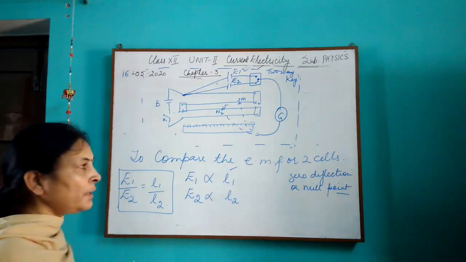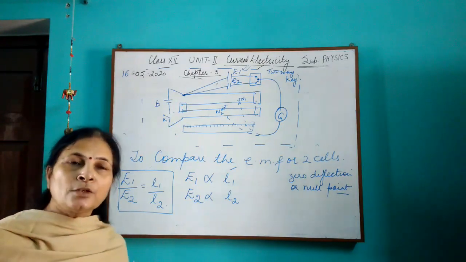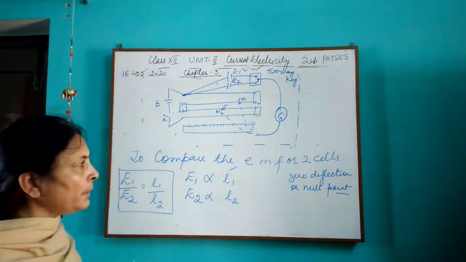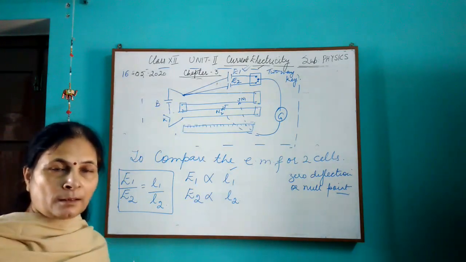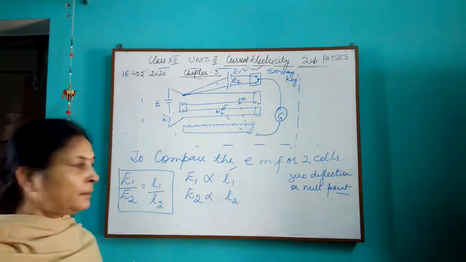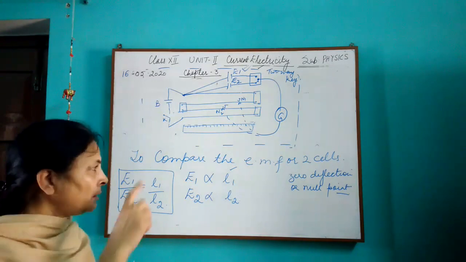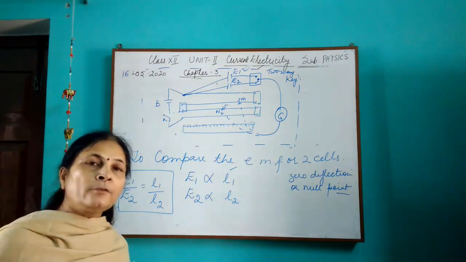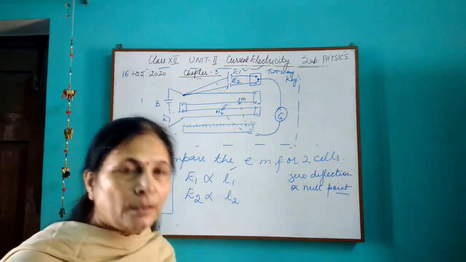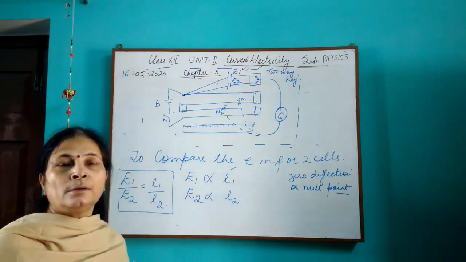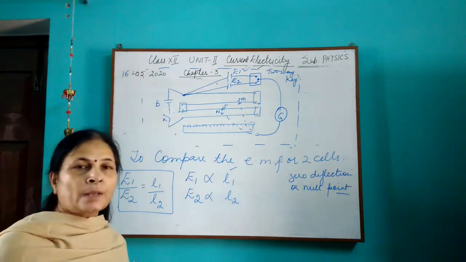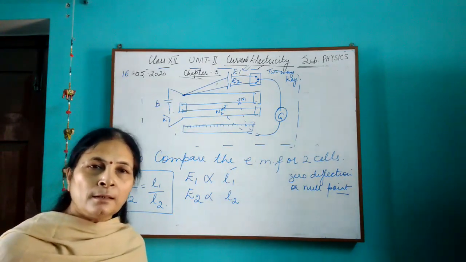This is one of the applications. The second application, to determine the internal resistance, we'll do in the next term. I'll again repeat the principle. We'll again repeat the construction and working. In the meantime, go through this application as well as the principle of potentiometer. Go through the NCERT book. You can go through the examples as well as the questions in the NCERT book. Thank you.